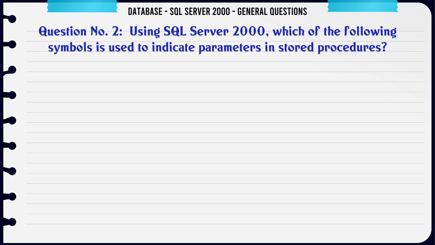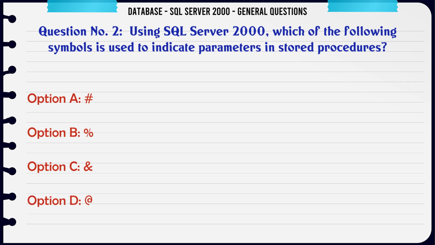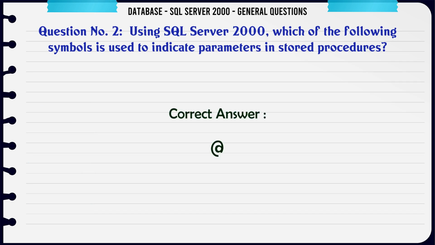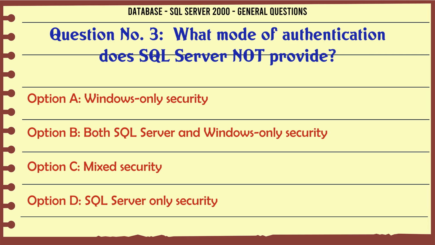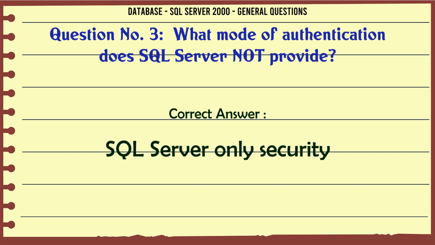Using SQL Server 2000, which of the following symbols is used to indicate parameters in stored procedures? A, B, C, D. The correct answer is... What mode of authentication does SQL Server not provide? A. Windows only security. B. Both SQL Server and Windows only security. C. Mixed security. D. SQL Server only security. The correct answer is SQL Server only security.